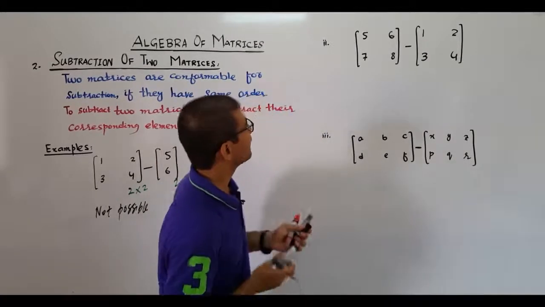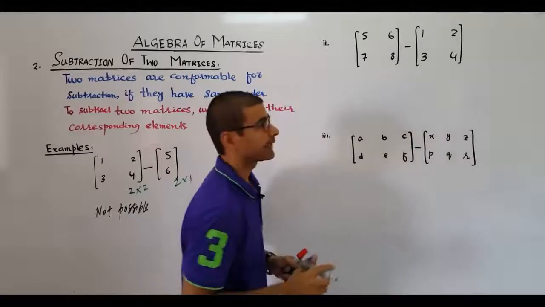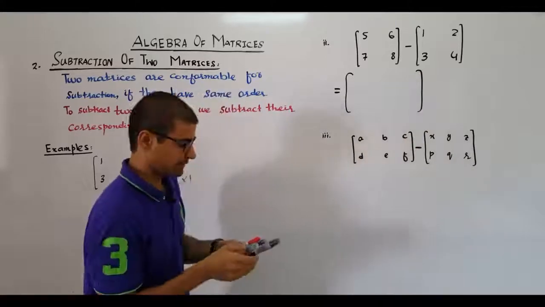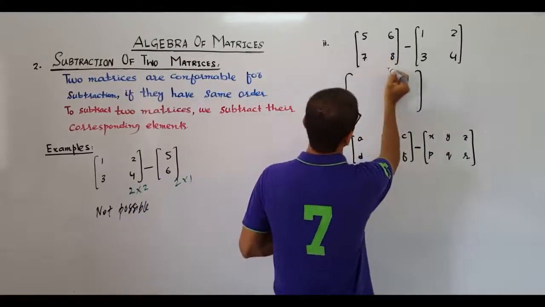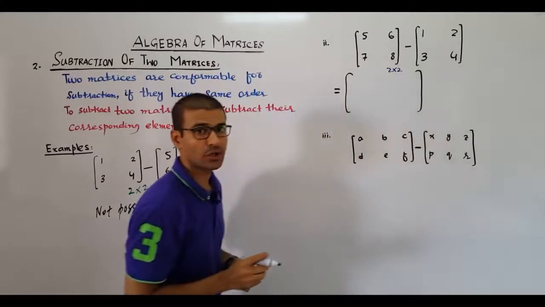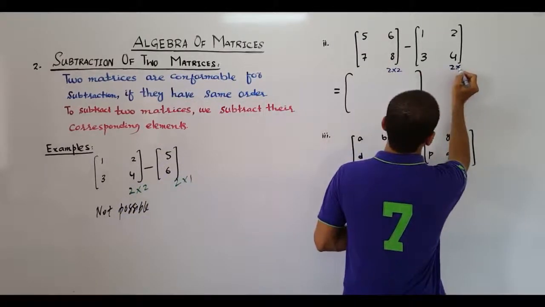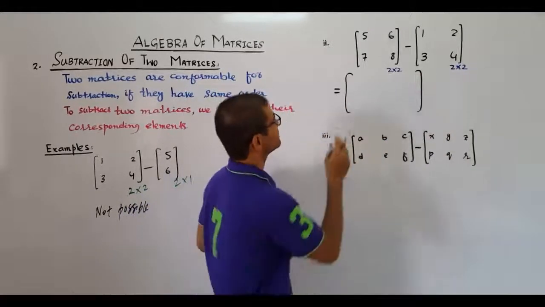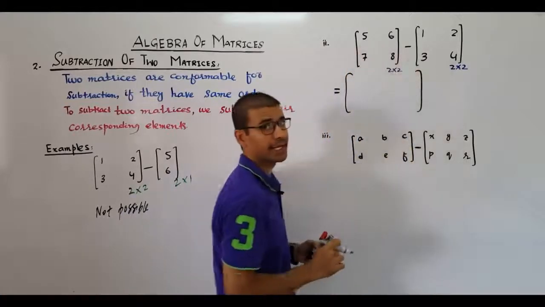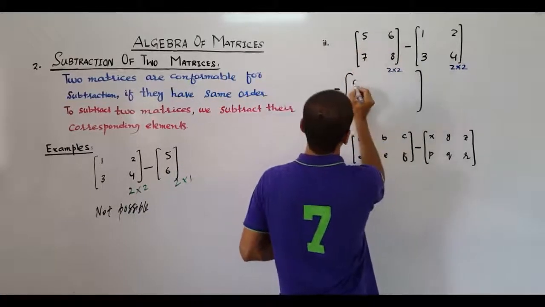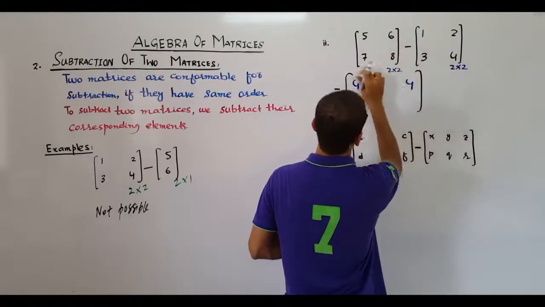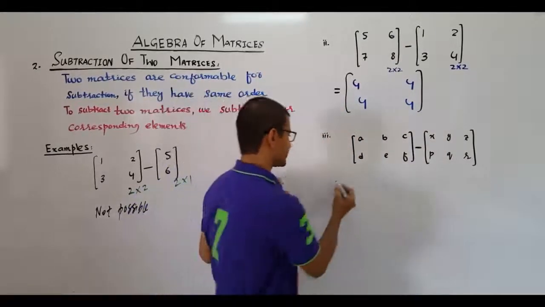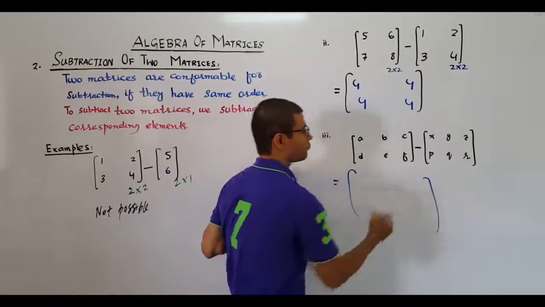Now, in second example, we have two matrices and we have to subtract. Can we subtract or not? For this, we will check their orders. Order of first matrix is 2 by 2 as it contains 2 rows and 2 columns. Order of this matrix is also 2 by 2. Can we subtract? Yes, their order is same, so we can subtract. How can we subtract? We just subtract their corresponding elements, matching elements. 5 minus 1, 4, 6 minus 2, 4, 7 minus 3, 4, 8 minus 4, 4. This is your answer.